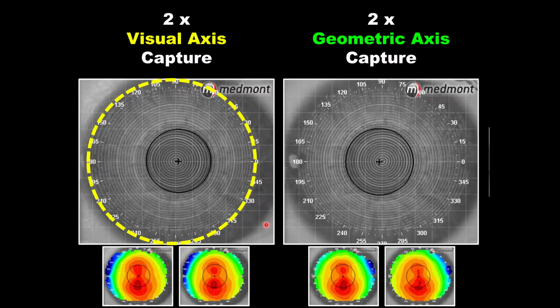But we're also going to do a couple images on the geometric axis. So that's fixating the patient so the rings are centered to the iris, to the cornea, rather than along the line of sight. So now you have an understanding of the vision through the line of sight, and you have an understanding of where the contact lens may center based on the geometric topography capture.